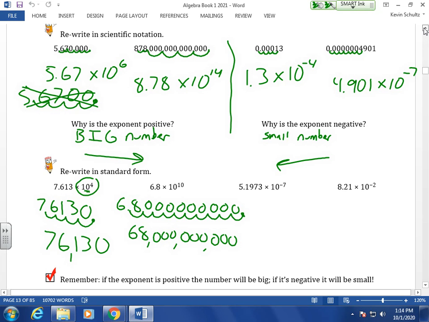The next two, having negative powers, we're dealing with values that are actually quite small. They look just like the first two we did up until that exponent. The fact that the exponent's negative means we're dividing by 10 7 times, or moving the decimal to the left 7 times. So 5.1973, that decimal is being moved to the left 1, 2, 3, 4, 5, 6, 7 times. And again, all those empty spaces get filled in with zeros.